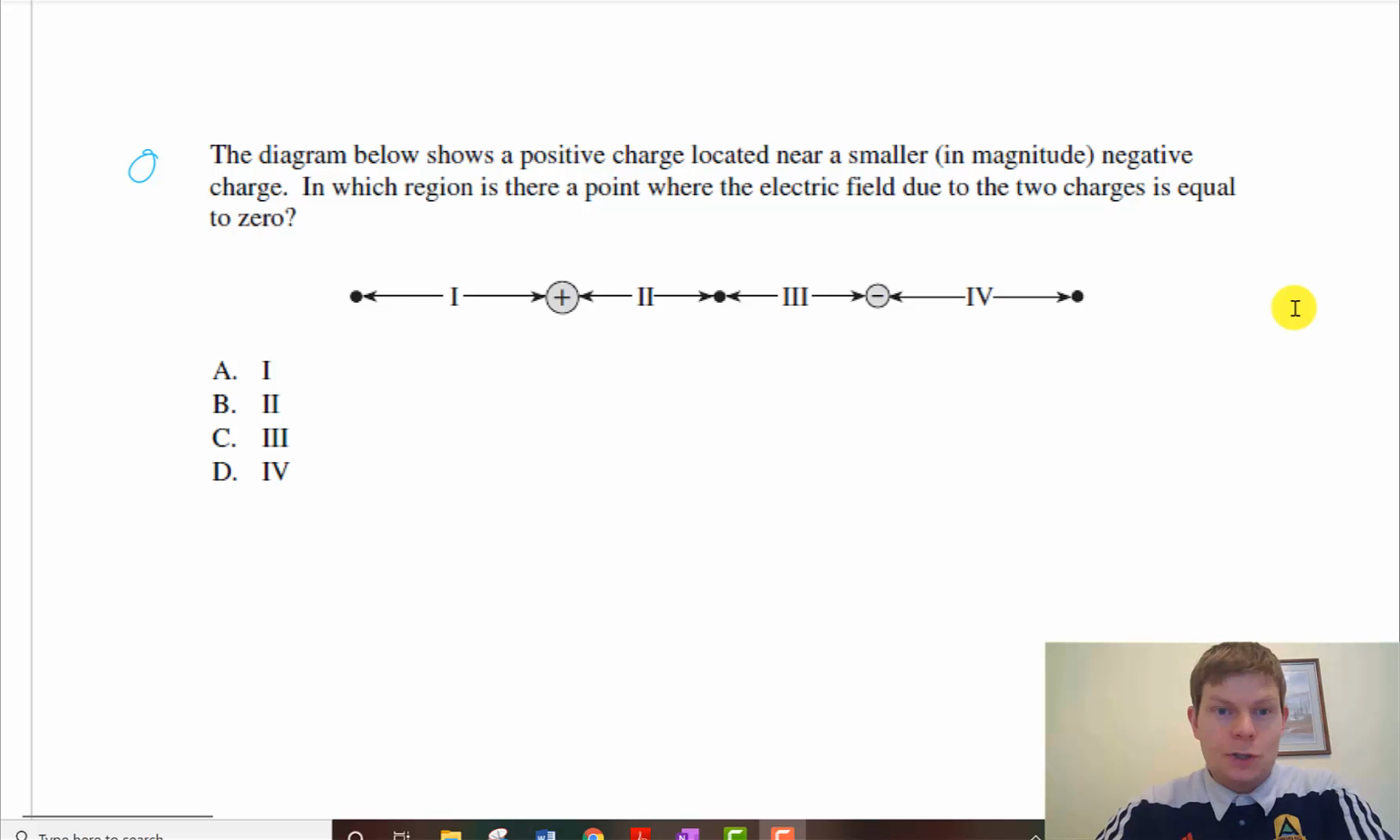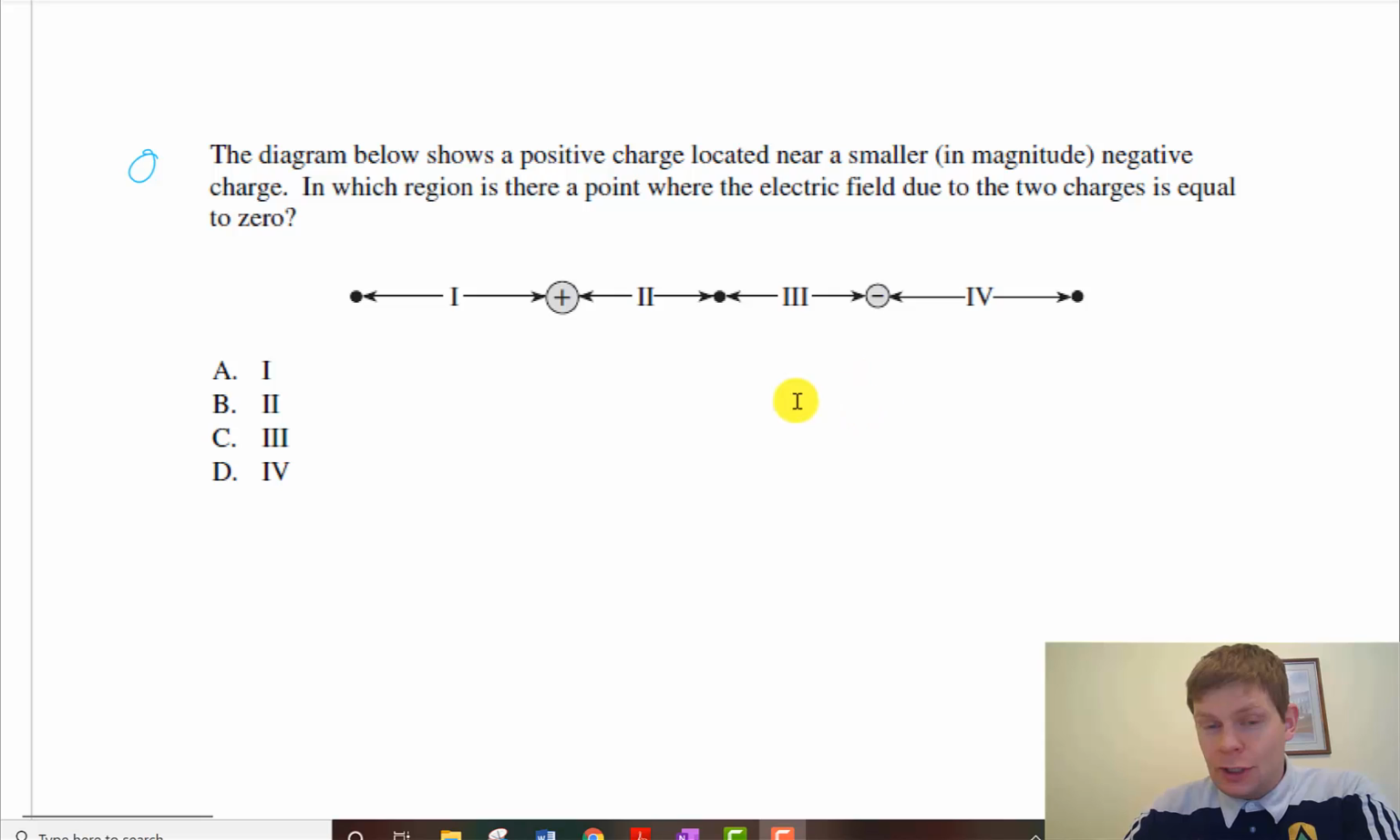Here's the last one I want to do with you guys. We've just got two charges, a big positive and a little negative. And we want to know in which region, 1, 2, 3, or 4, there is a point where the electric field because of the two charges will cancel and be equal to 0.